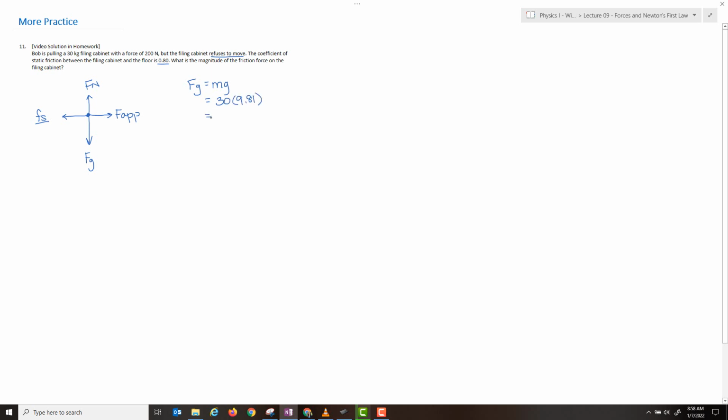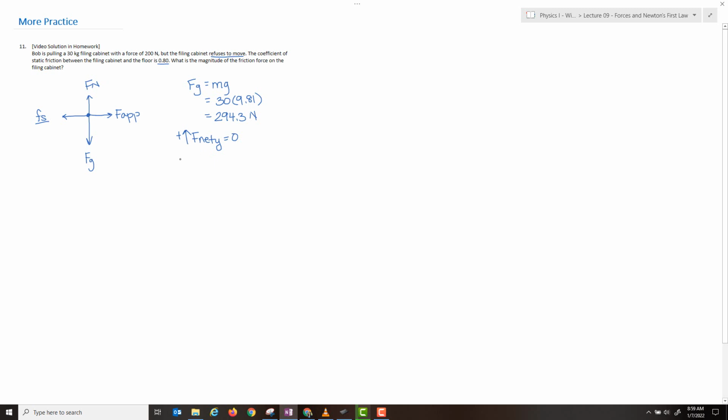So I can multiply these. 30 times 9.81 on my calculator is 294.3, and that's in newtons. And then there are no other forces in the y direction, so we know that the net force in the y direction has to equal 0 because the object is not accelerating in the y direction, right? The filing cabinet is not flying up into the sky or falling through the ground. It's not even moving in the y direction, so it can't be accelerating in the y direction, which implies that the net force in the y direction is 0.